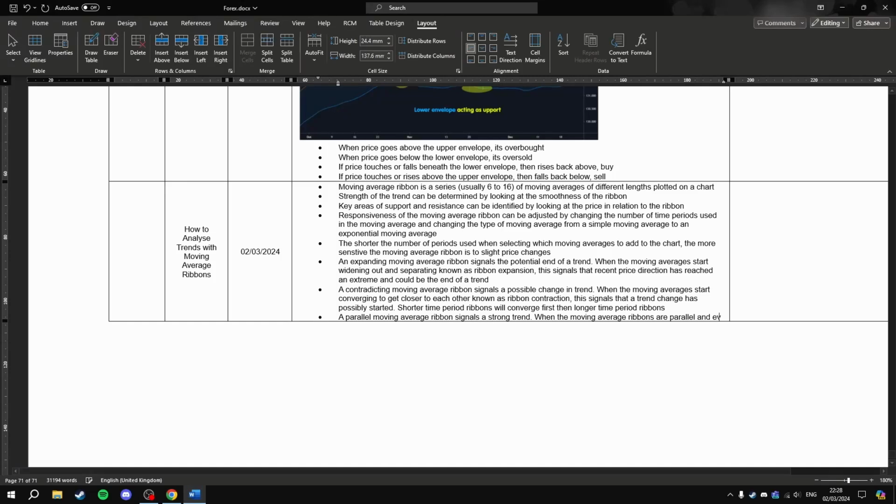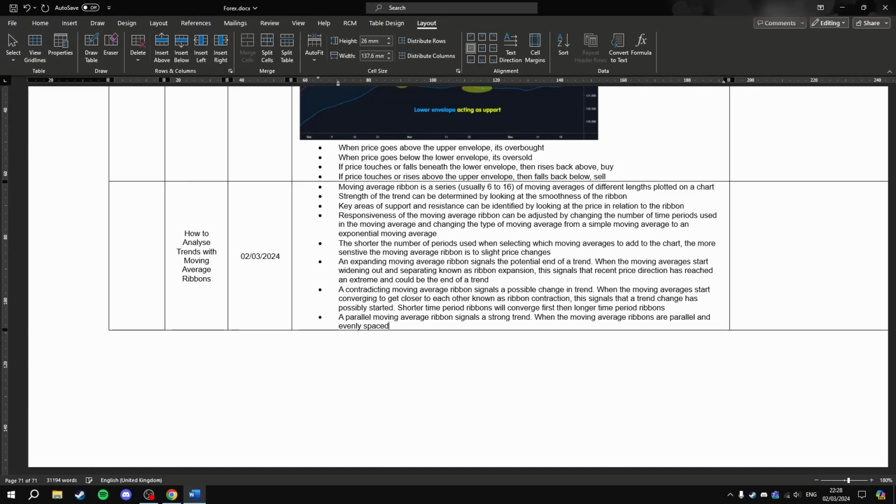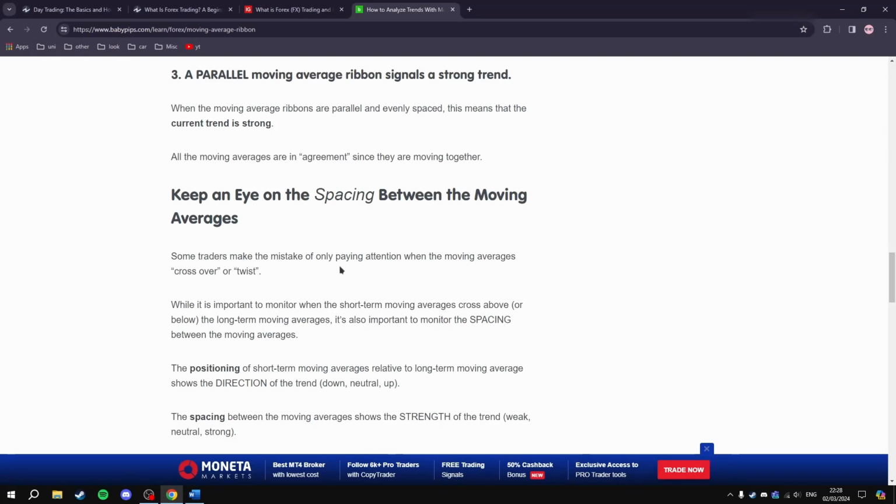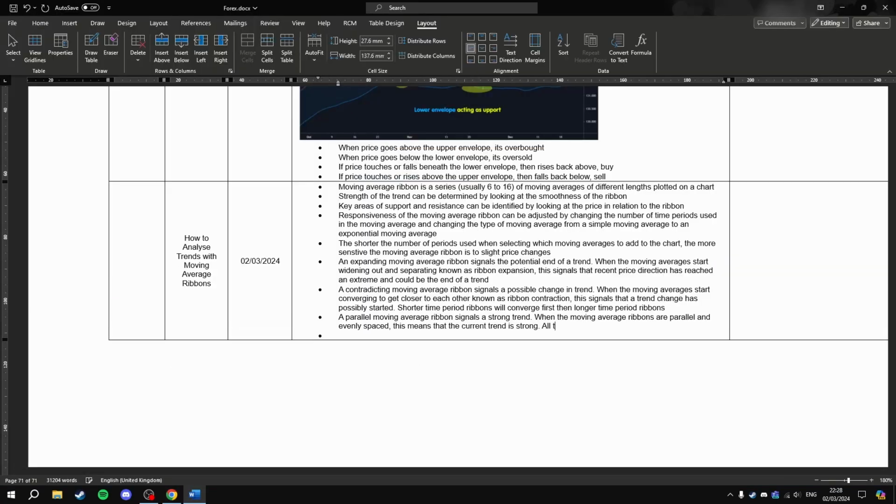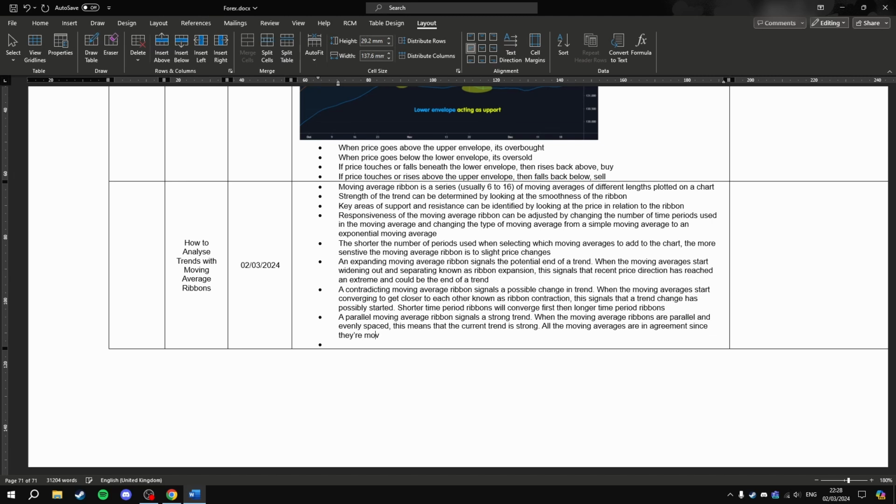When the ribbons are parallel and evenly spaced, this means that the current trend is strong. All the moving averages are in agreement since they're moving together.